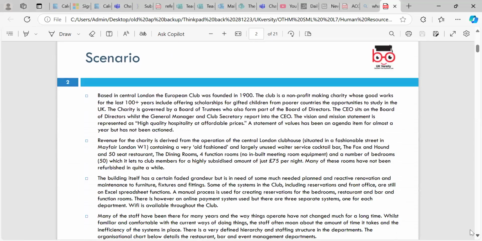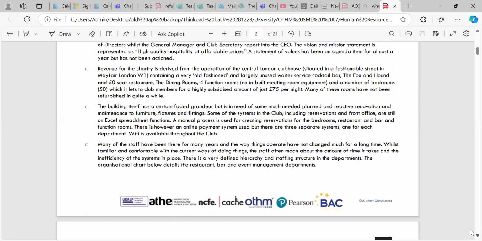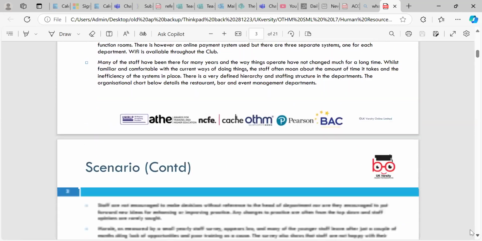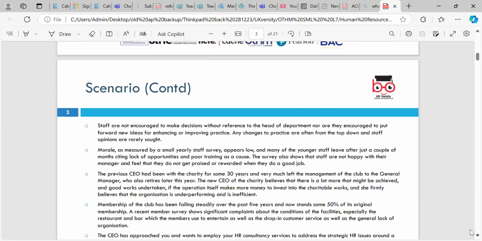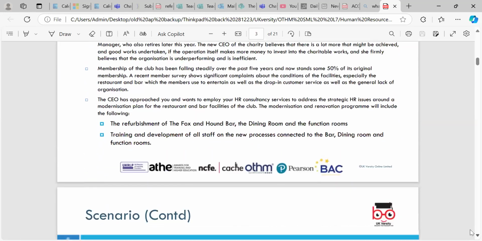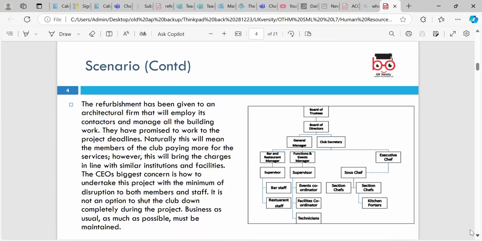So we'll go through the scenarios. Scenarios always carry on changing, so please follow the scenario which is updated on our Moodle page. Yes, so we'll go through the assignment brief. Make sure you read this scenario carefully and contextualize your discussion.